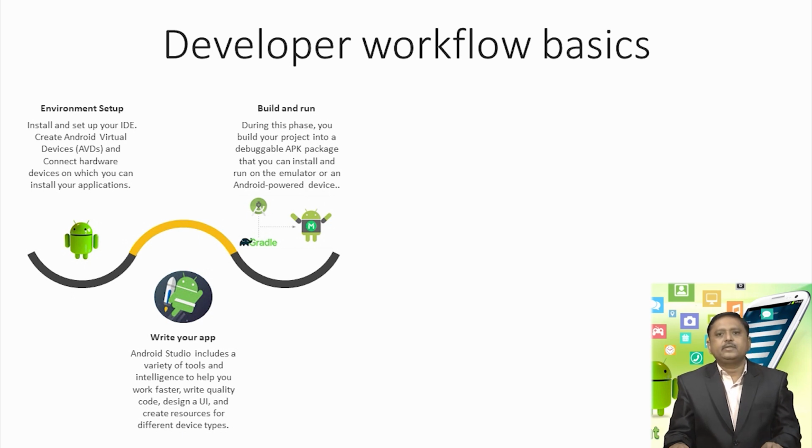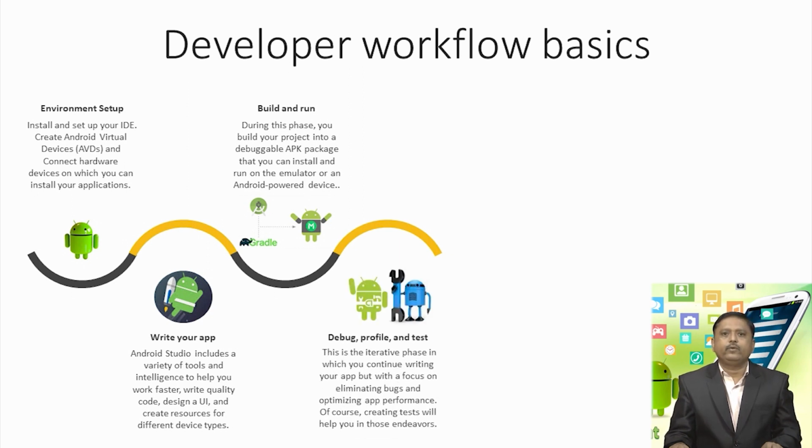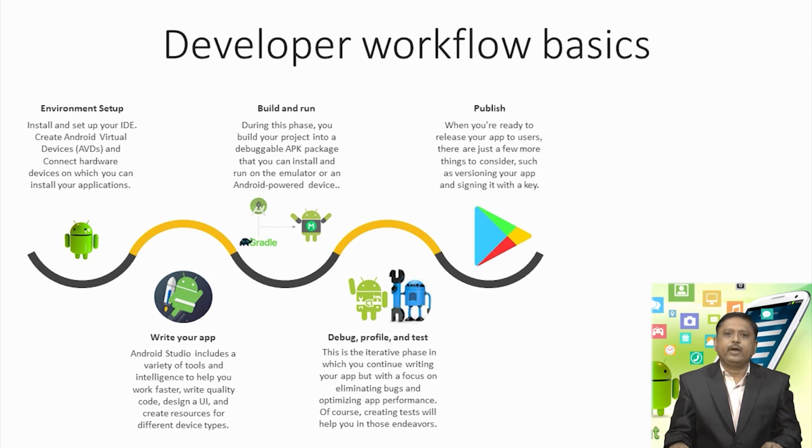The next step is debug, profile, and test. This is the iterative phase in which you continue writing your app but with a focus on eliminating bugs and optimizing app performance. Of course, creating tests will help you in those endeavors. The final step is to publish. When you are ready to release your app to users, there are just a few more things to consider, such as versioning your app and signing it with a key.